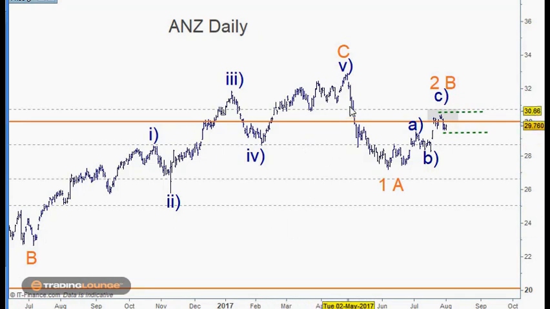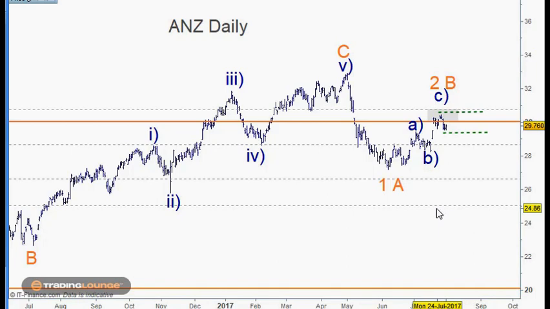Now, it counts quite nicely as 5 waves down through here. And then we were looking for an ABC pattern pulling back into the box here. CBA moved swiftly in the beginning, but WBC and ANZ moved swiftly towards the end, while CBA just sort of stood still.